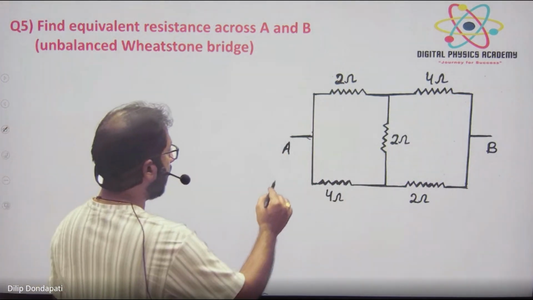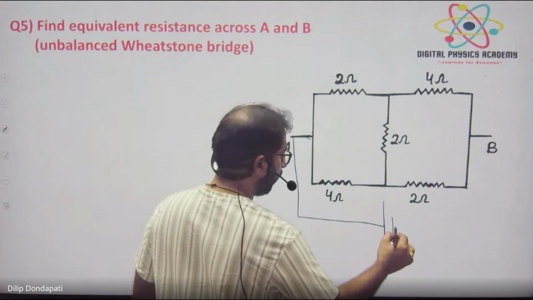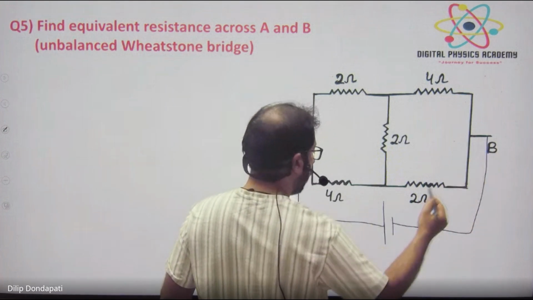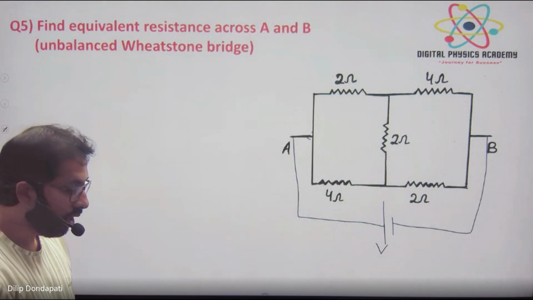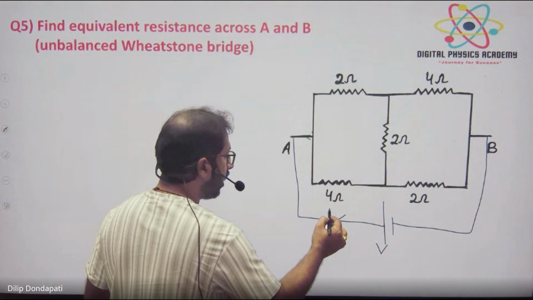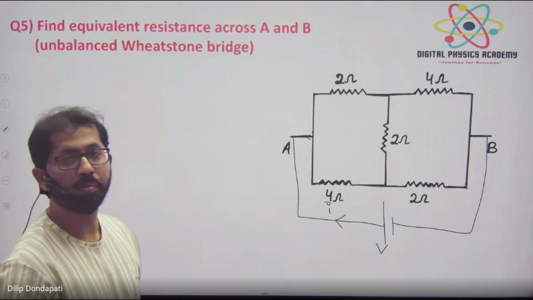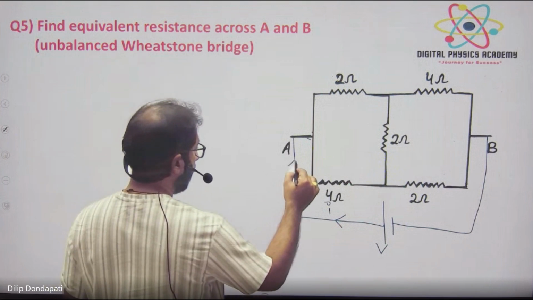Okay, first step is what? We have to connect a battery wherever we want to find the R equivalent across the circuit. V, that is the first step. Second step: we have to put the current and distribute the current such that we get the minimum number of variables.